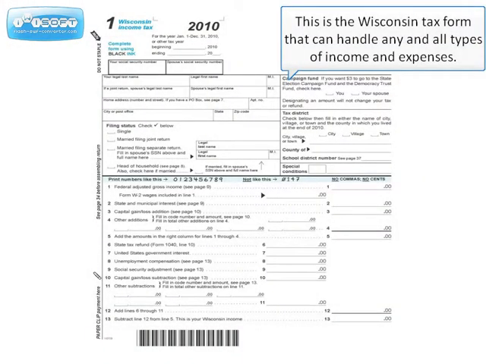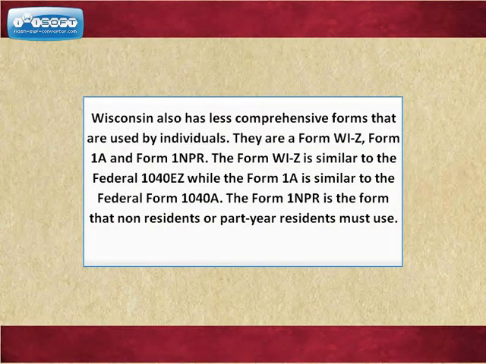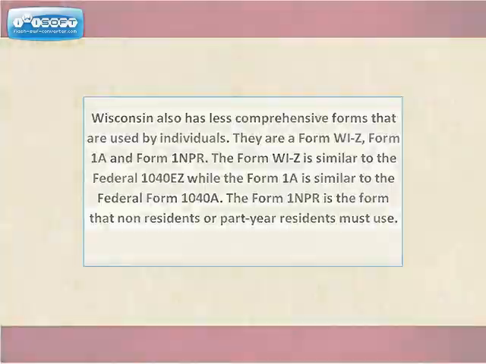This is a Wisconsin tax form that can handle any and all types of income and expenses. Wisconsin also has less comprehensive forms that are used by individuals. They are Form WIZ, Form 1A, and Form 1 NPR. The Form WIZ is similar to the federal Form 1040EZ, while the Form 1A is similar to the federal Form 1040A. The Form 1 NPR is a form that non-residents or part-year residents must use.